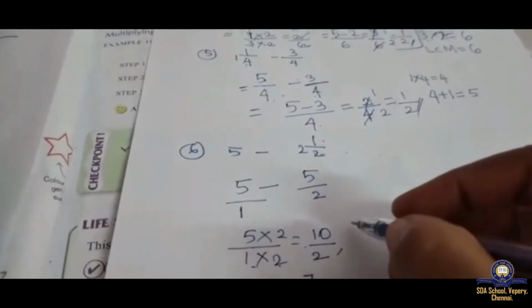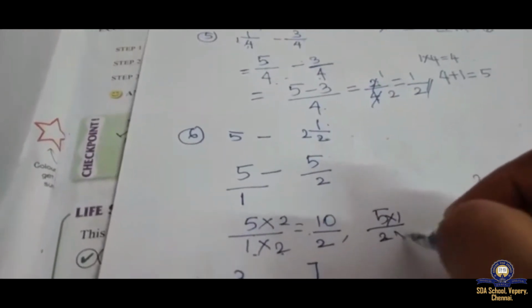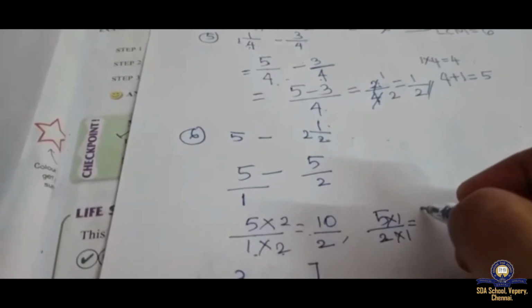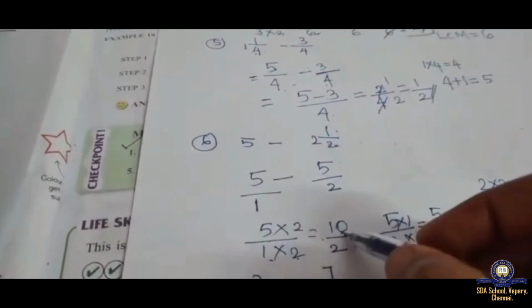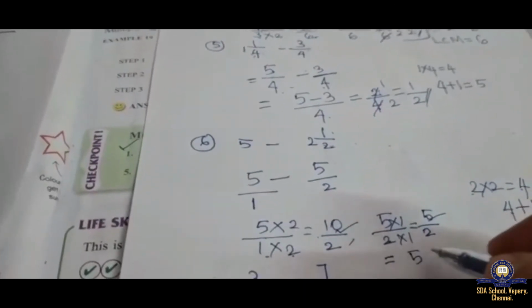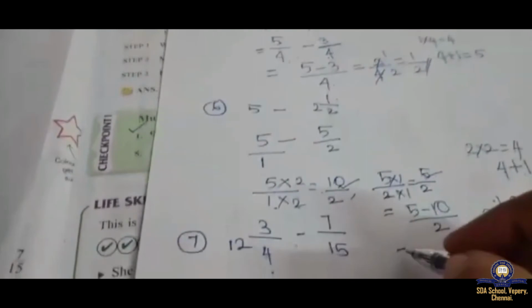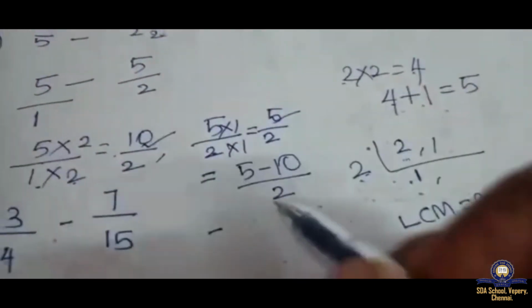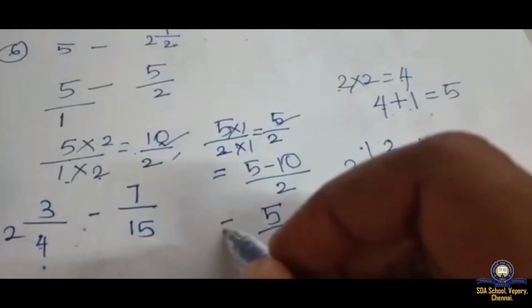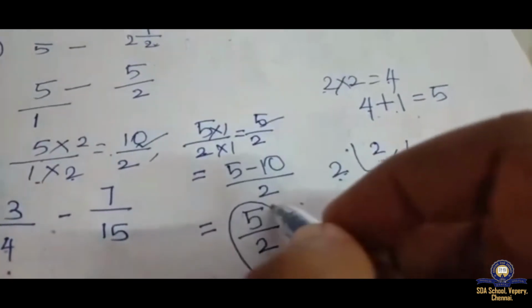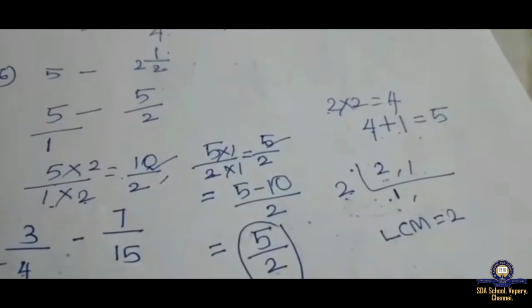Now do it for the next number, 5/2. The denominator is already 2, so multiply with only the first table. One 5 is 5, one 2 is 2. Now take the numerators: 10/2 minus 5/2. What will come? 10 minus 5 is 5, so 5/2 is the answer. This was for the sixth sum.